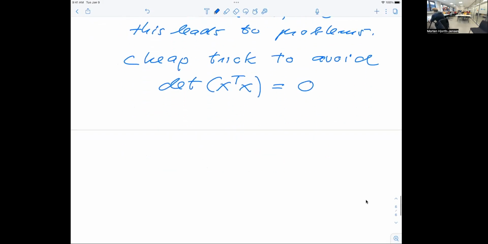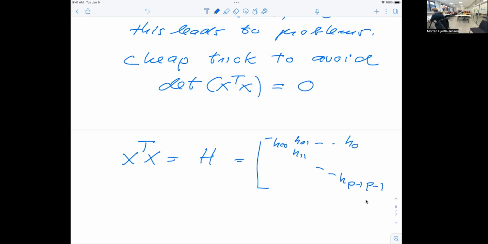So if you have a matrix, let's now just write this matrix X transpose X as H, and just call it H, because we're going to later call this the Hessian matrix, which in this case is proportional to the second derivative of the cost function for ordinary least squares. So this matrix has elements H00, H11, and all the way up to H(P-1)(P-1). And then we have H01, and then we have H0(P-1). And then we have all these other matrix elements here.